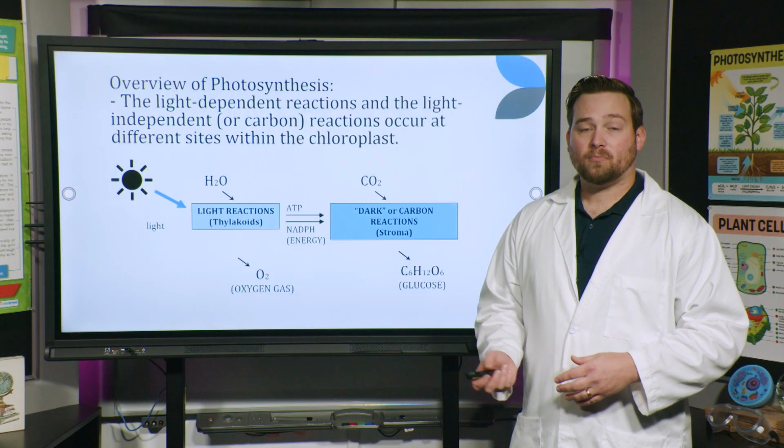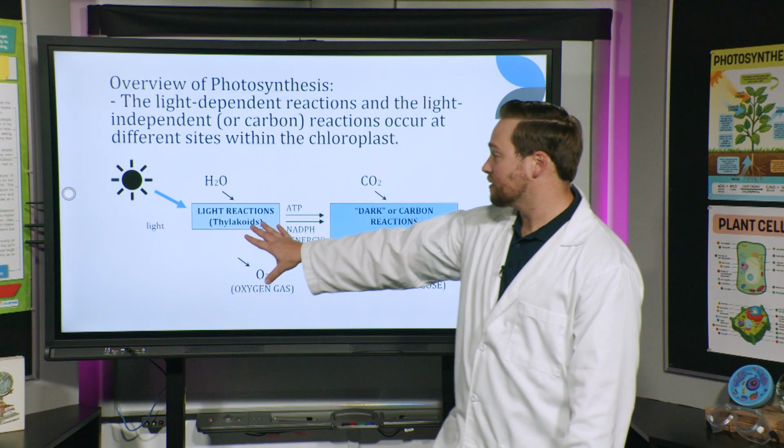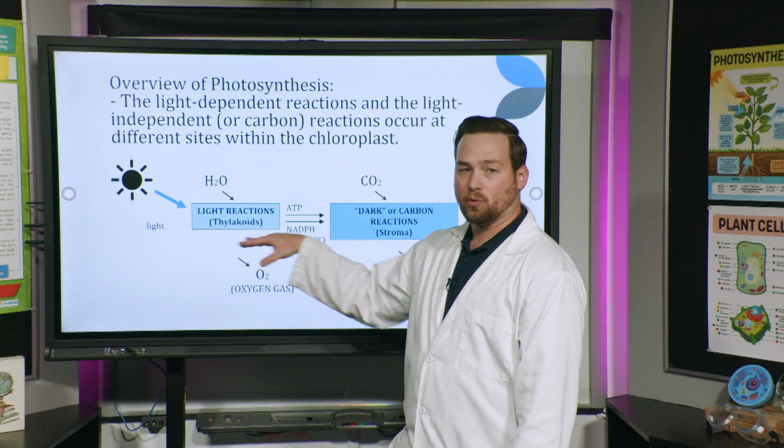Here's a breakdown of what's going on, an overview of photosynthesis: the light-dependent reactions and the light-independent reactions, sometimes called the carbon reactions or the Calvin cycle. These are reactions that occur at different sites within the chloroplast. Over here we have the light reactions, happening in the thylakoids.